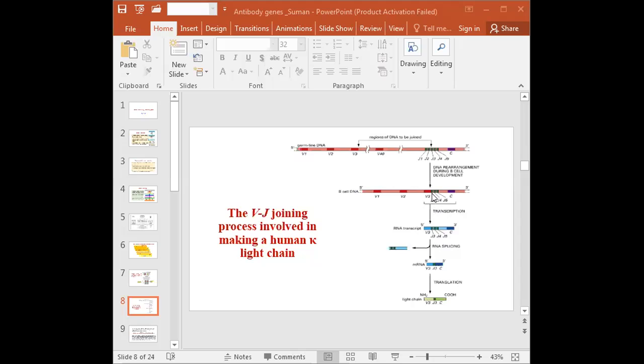So here you can see transcription. This is the RNA transcript, and then it goes for RNA splicing and prepares the mature mRNA. And then this will go for translation and produce the light chain. This is the polypeptide chain.